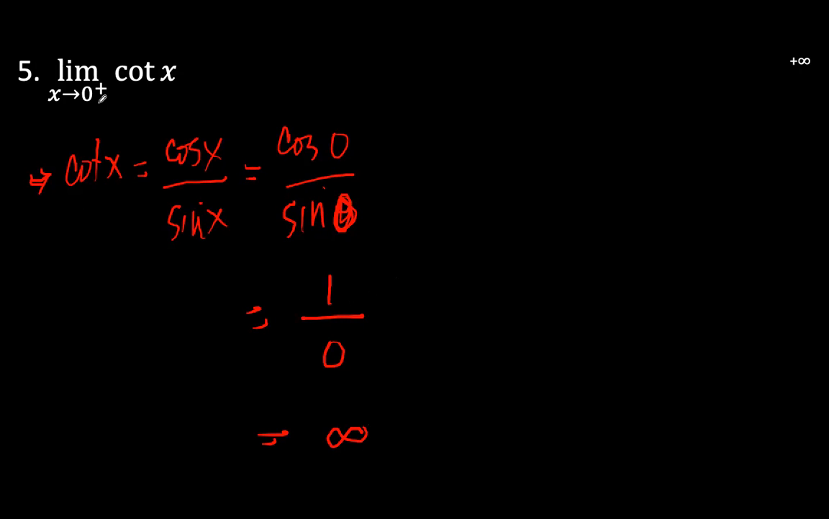Since we are considering all the values from the right of 0, those are positive values, which means that sine x values are positive numbers. So therefore, this is positive. That's why the limit of cotangent x as x approaches 0 from the right is positive infinity, undefined. So it is increasing as x approaches 0 from the right without bound.